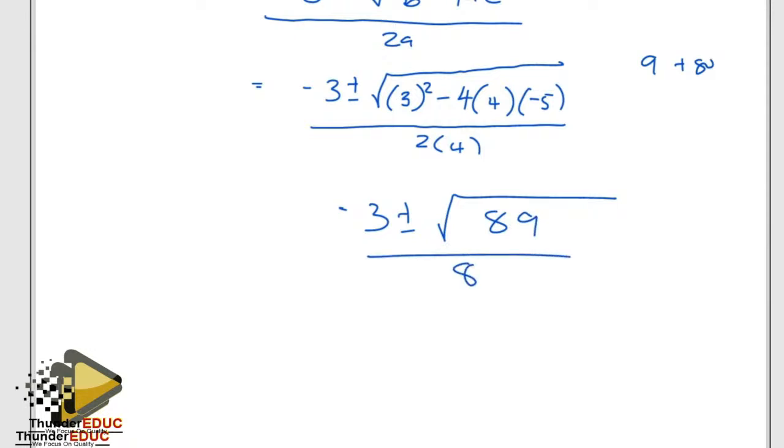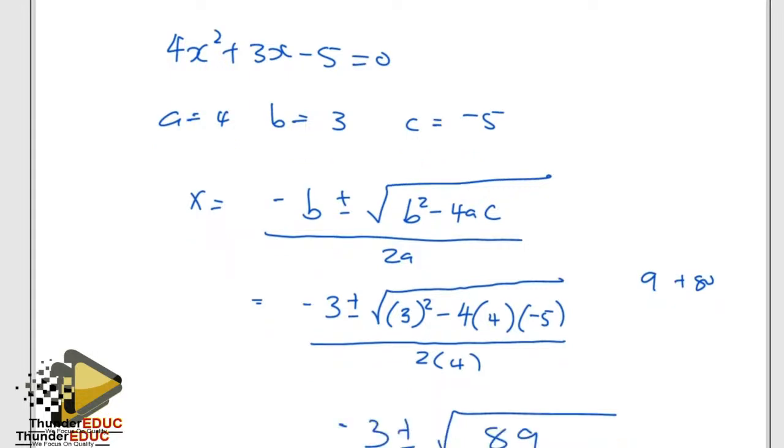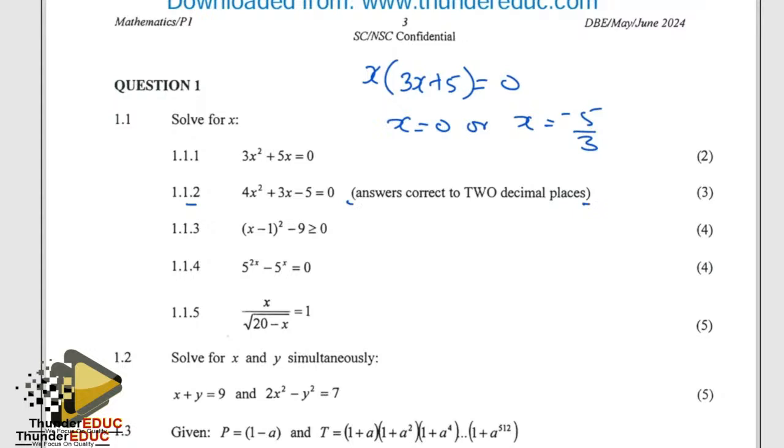Okay. So when I punch this into my calculator, let's see. Okay, so I'm ending up with x being negative 1,55 to 2 decimals, or x is 0,80. So these are the two answers that I'm getting for that particular sum.